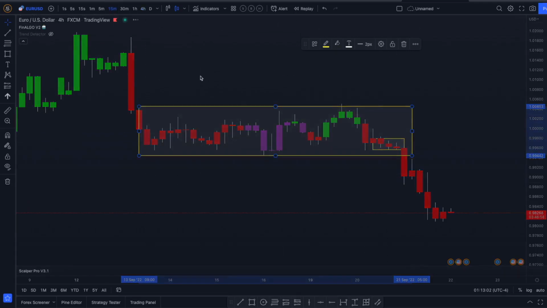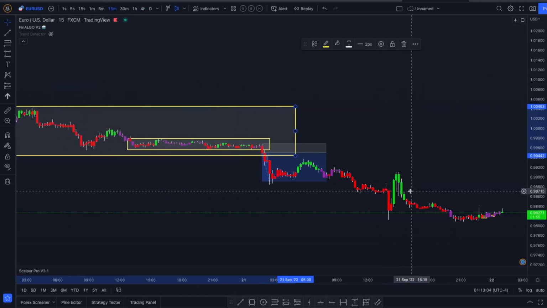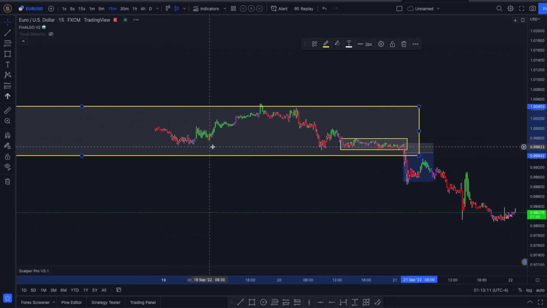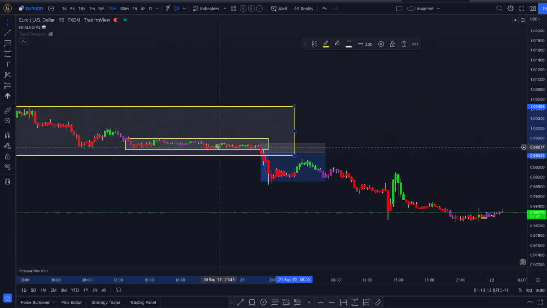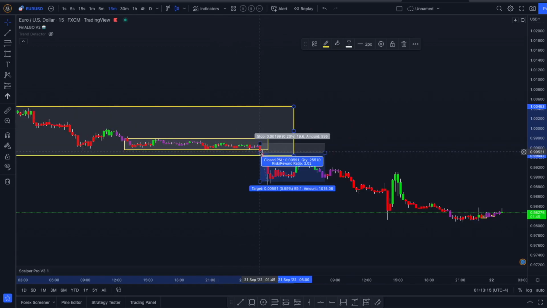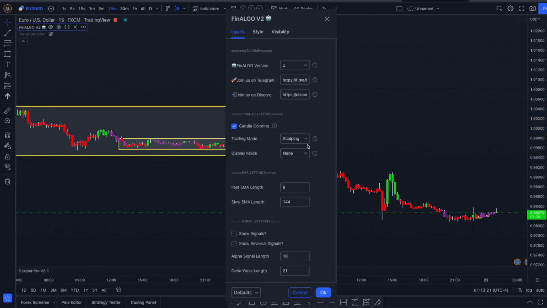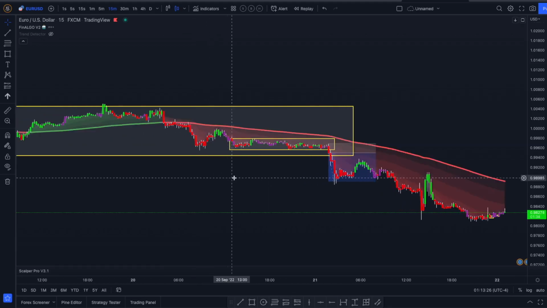From there you could go down to a 15-minute time frame and wait for your retest that we got right here, or you would see another opportunity inside our 4-hour opportunity on the lower time frame that you can take advantage of and enter based on this consolidation here. So there are so many opportunities for how you can use FinALGO version 2. Let's for example turn on the EMA bands again and see what it looks like.